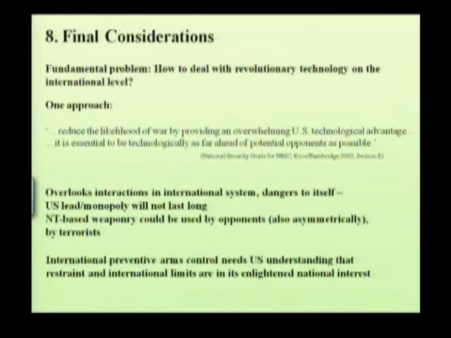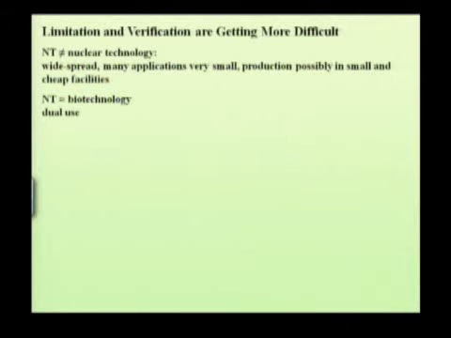So I think that the US needs to understand that international preventive arms control in such areas is in its enlightened national interest. And again, the new administration may provide some better opportunity for understanding this and putting it into political action. However, in the medium to long run, we get a fundamental problem. Limitation and verification are getting more difficult.